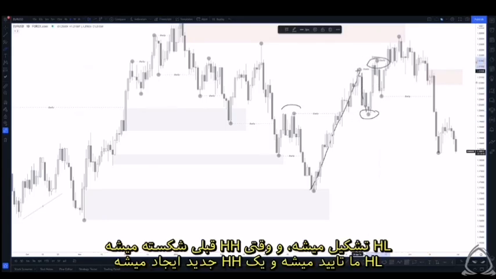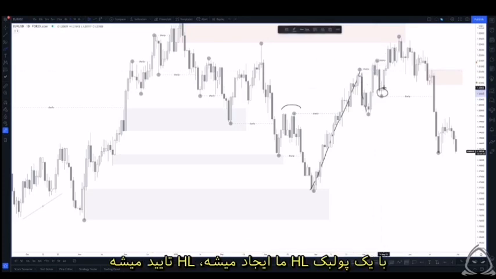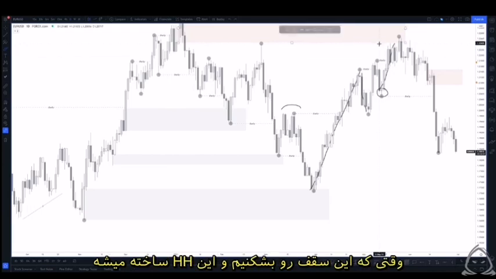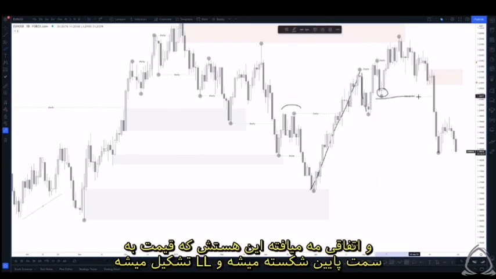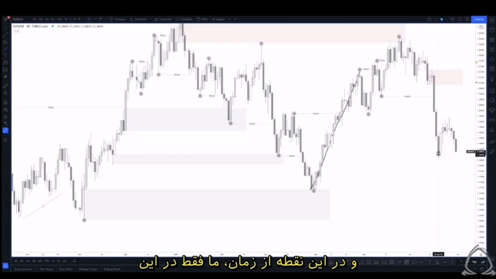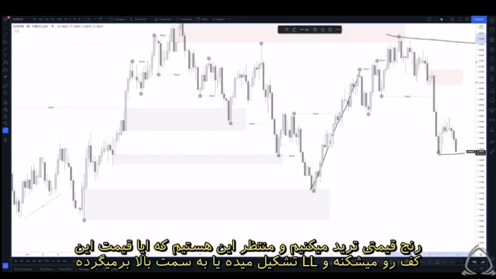The higher low is confirmed once we break the previous high, creating a new higher high. We pull back, creating a higher low. The higher low is confirmed once we break the previous higher high. We create this higher high, and then price breaks to the downside, creating a lower low. And at this point in time, we're just trading within this overall price range, waiting to see if price does in fact break this low, creating a new lower low, or if it moves back to the upside.